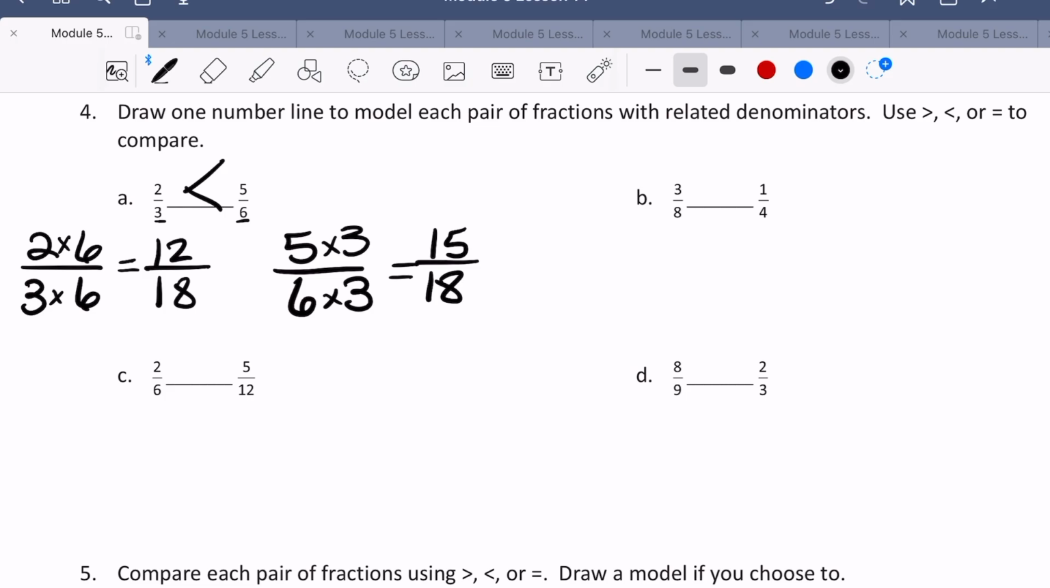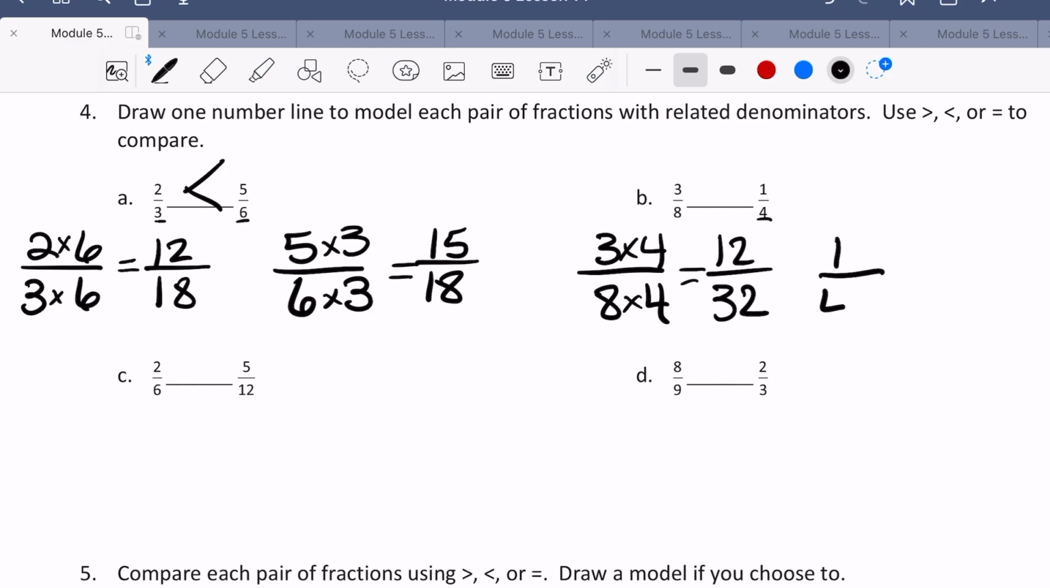Looking at our next one, we have 3/8 and 1/4, so we take 3/8, times it by its opposite denominator, which is 4. 3 times 4 is 12, and 8 times 4 is 32. We do the same thing with 1/4, but we times it by the opposite denominator, which is 8. And now we take 1 times 8, which is 8, and 4 times 8, which is 32. We know that 12 is greater than 8, so 12/32 is greater than 8/32, so 3/8 would be greater.